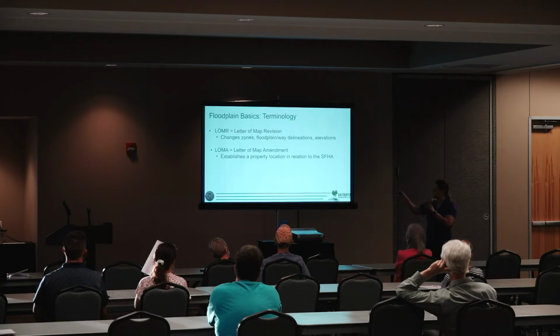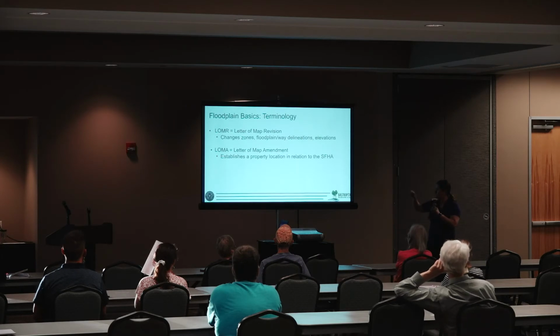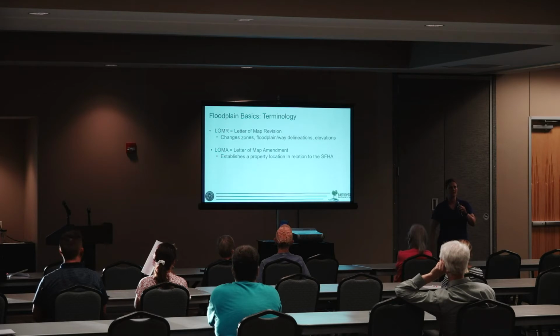Well, you can do a letter of map amendment where you provide data that shows, hey, there's a hill here, we're on a high spot, our elevations, our floor is elevated, and you can get a letter of map amendment, and that will change your insurance requirements. That will acknowledge that, yes, you are in a high spot.